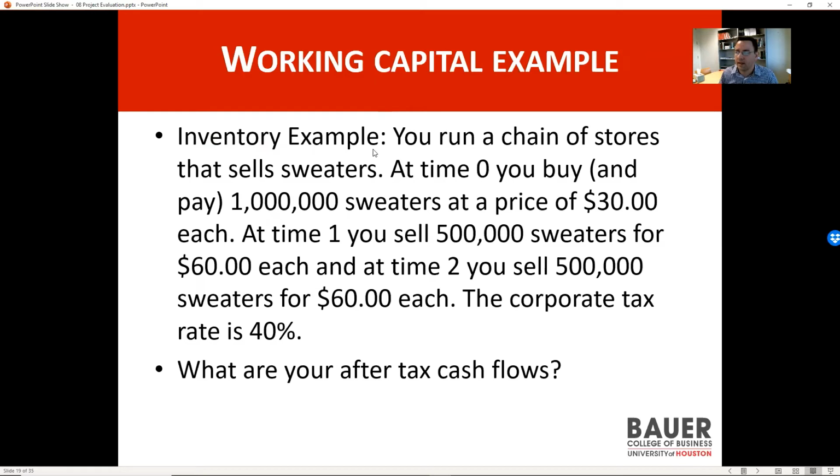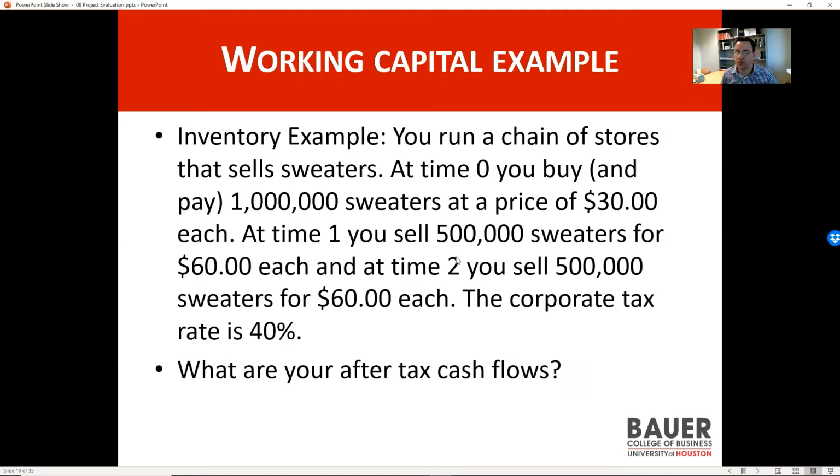Okay. Here, you're going to run a chain of stores selling sweaters. Okay, pretty simple product. You're going to buy sweaters to begin with. You're going to buy 1 million sweaters, and you're going to pay $30 for each one. That's your initial inventory, right? So it's an inventory example. You're going to sell 500,000 of those at time 1. You're going to sell them for $60 each. And at time 2, you're going to sell the rest, the other 500,000, at $60 each as well. Okay, we have a tax rate of 40%. What are your after-tax cash flows?